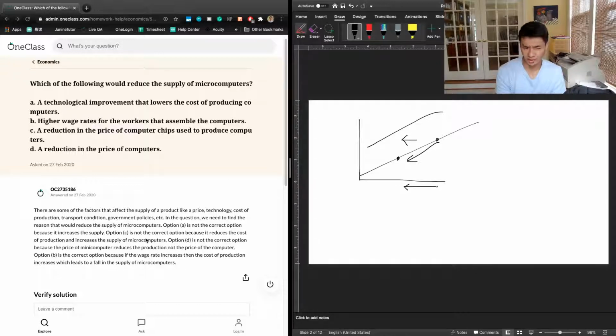I think that was a misread there. I think when they said a reduction in the price of computers, they're talking about microcomputers already. And so that's something we can clarify, that distinction between quantity supplied and overall supply shifts.